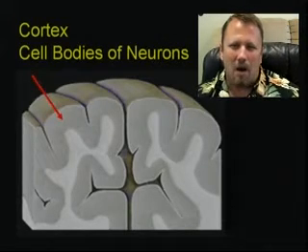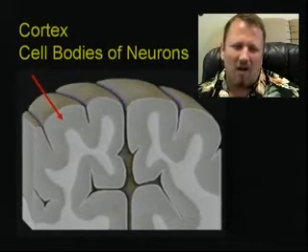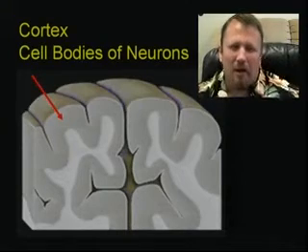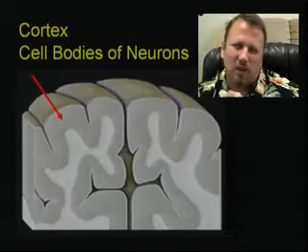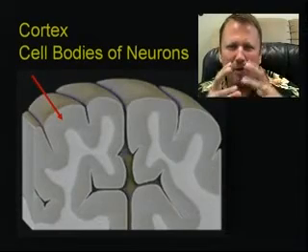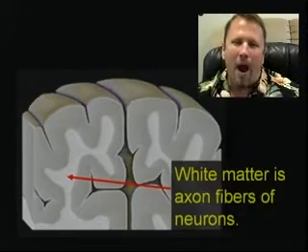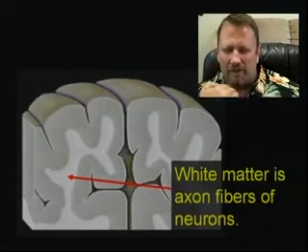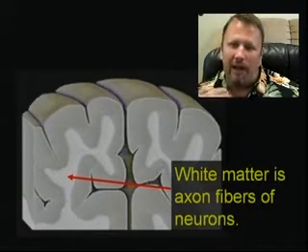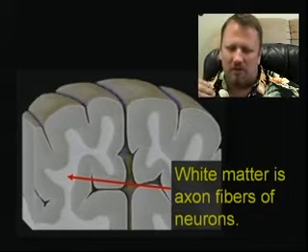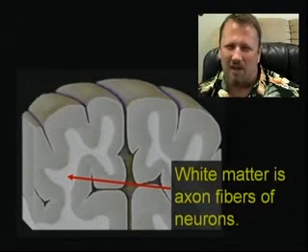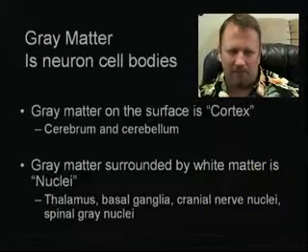And the thing to keep in mind is the cortex is made up of cell bodies of neurons. So gray matter is really the collection of cell bodies communicating with each other. It's the white matter that's the collection of axons running their signals from the cell bodies to other cell bodies. So keep in mind, white matter is axon fibers of neurons.